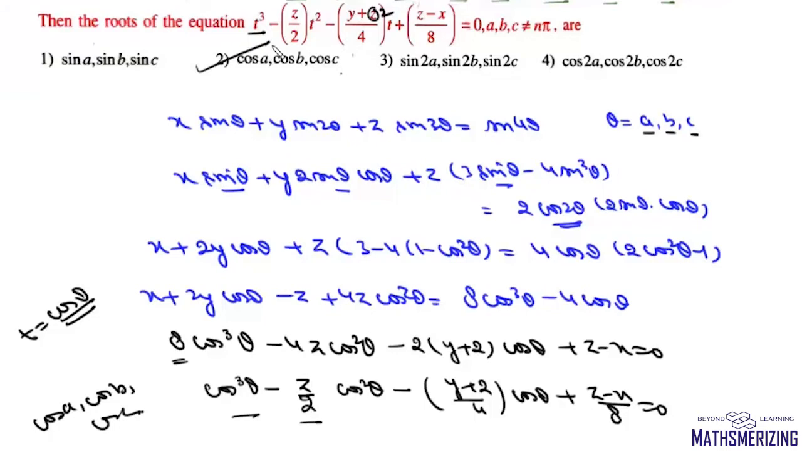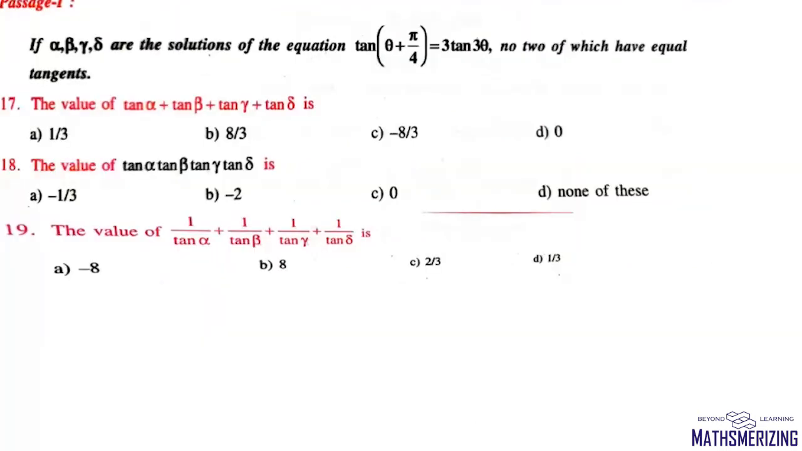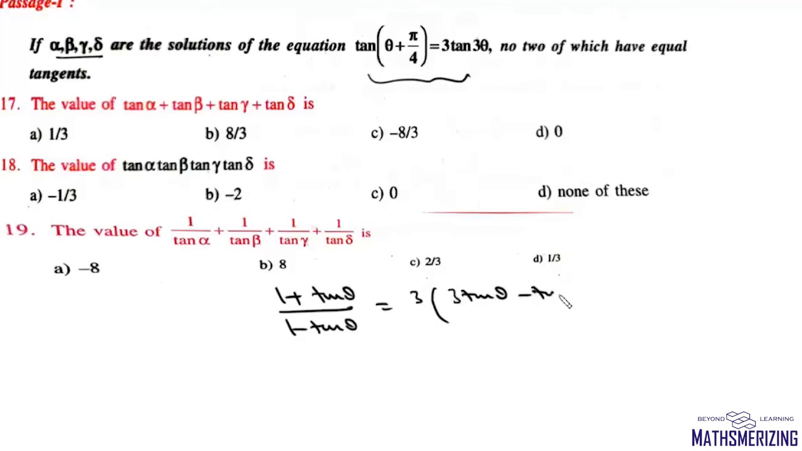Now let us take another question: if alpha, beta, gamma and delta are the solutions to the equation tan of (theta plus pi by 4) equals 3 tan 3 theta, no two of which have equal tangents, then we need to find the value of tan alpha plus tan beta plus tan gamma plus tan delta. So we can simplify this equation. Now tan (pi by 4 plus theta) is (1 plus tan theta) upon (1 minus tan theta), and it will be equal to 3 times (3 tan theta minus tan cube theta) upon (1 minus 3 tan square theta).